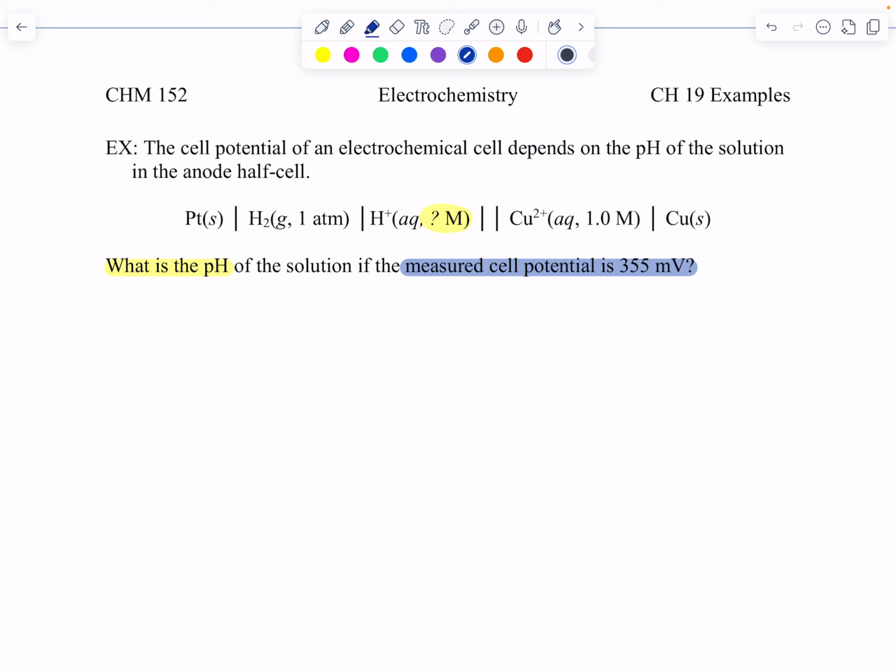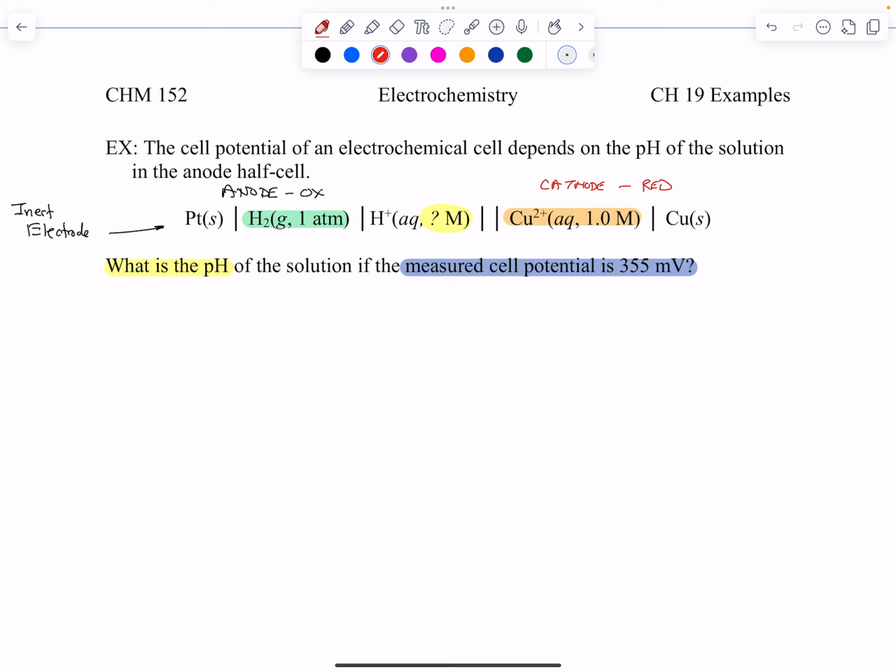And so we have H2 gas at 1 atmosphere. We have copper here at 1 molar. All right, what is this platinum? Well, platinum would be an inert electrode. This is our anode, which means oxidation. And our cathode, which means reduction.